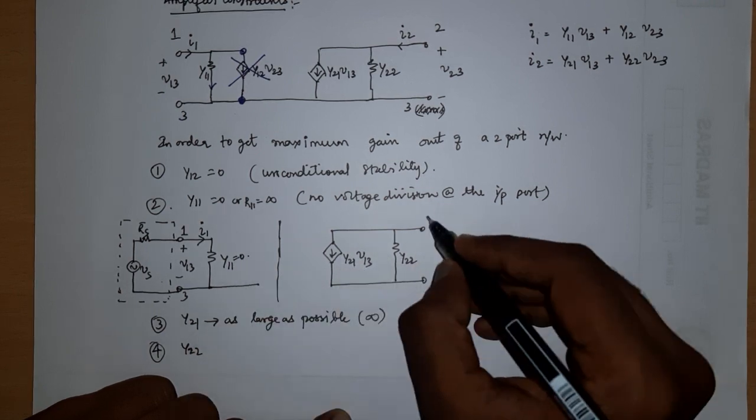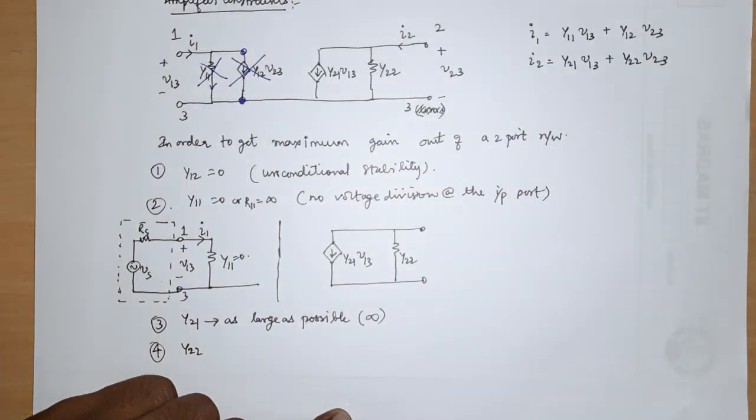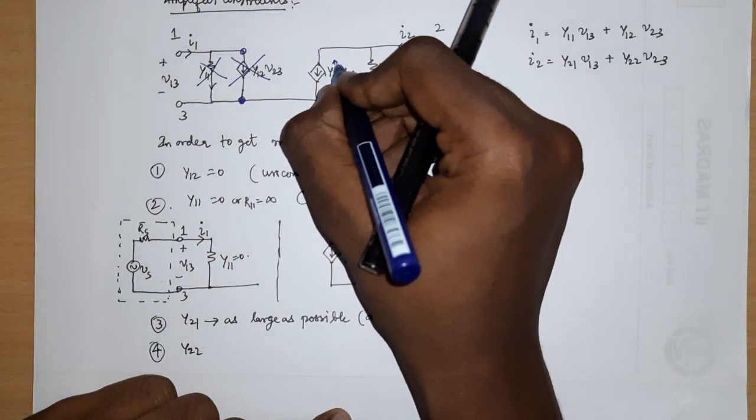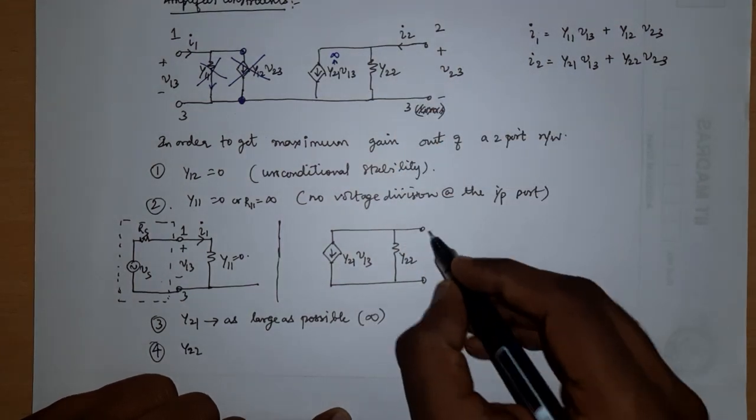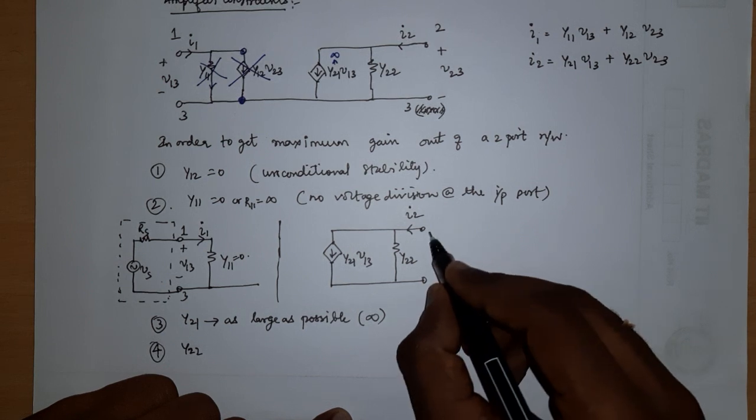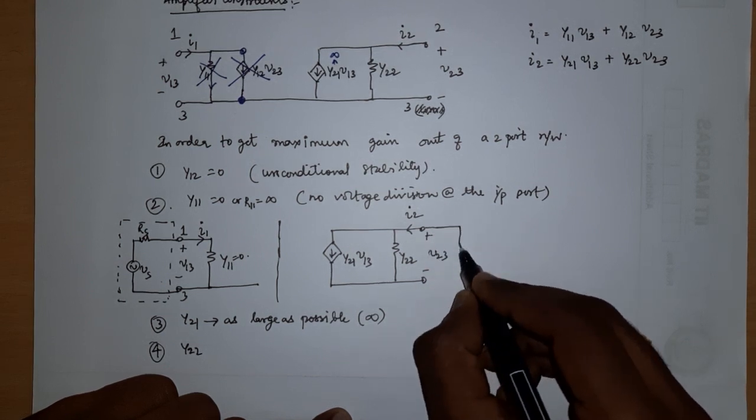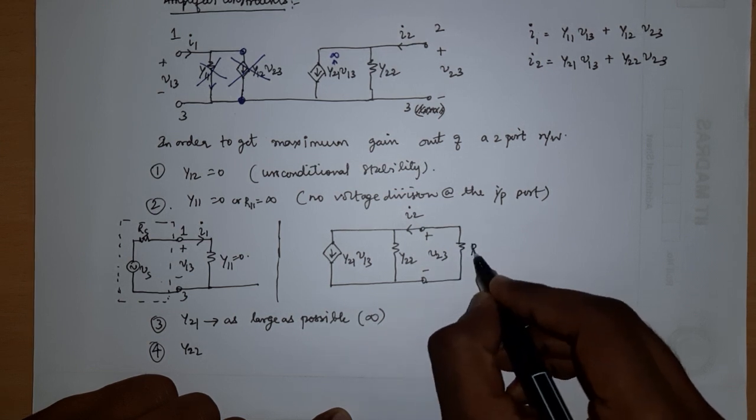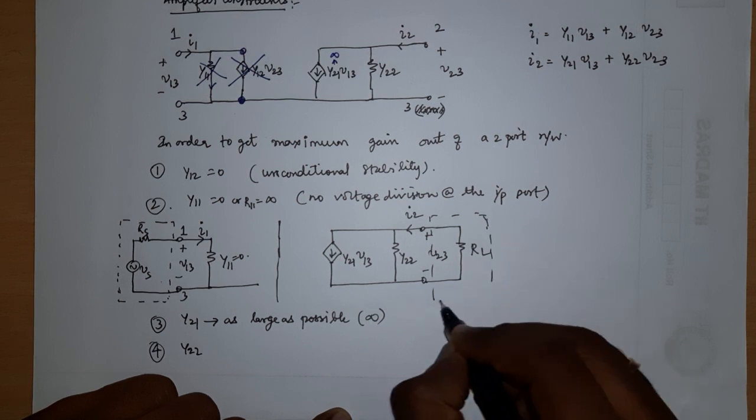Here let me say this Y11 should be 0, so this is open, so this is also gone. And this is tending to infinity. Here this particular current is I2, and this voltage here is V23, and here is where I am going to connect the load, which is external to my two-port network.